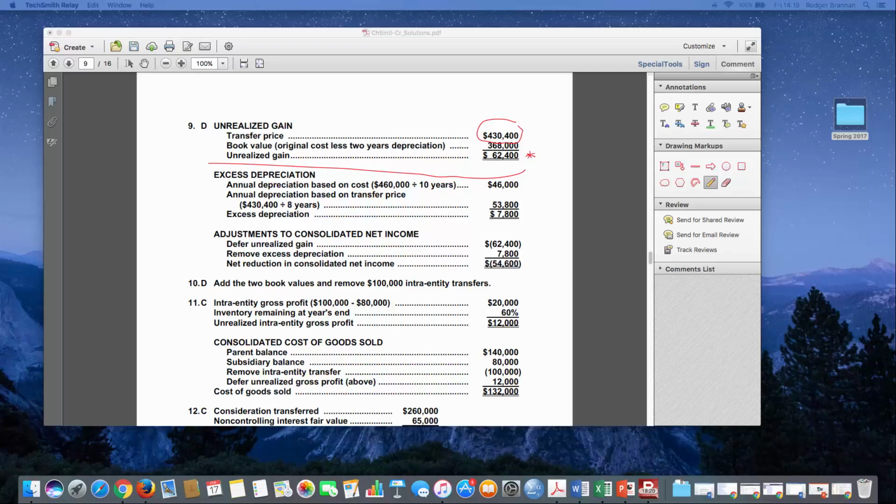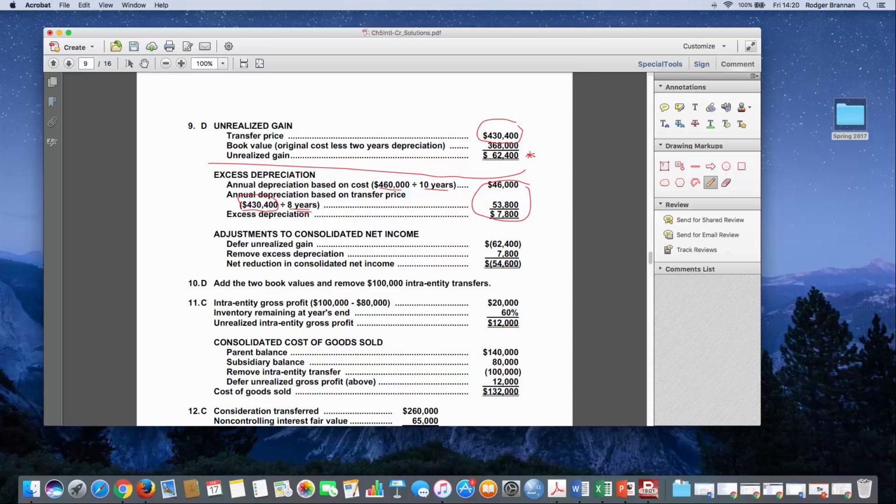All right. The second part of the question is, what is the amount of excess depreciation? Now, originally, it was purchased for $460,000, and so it was being depreciated over 10 years, so they were whacking off $46,000 per year. Over 10 years, that would take you down to a salvage value of 0. But because they sold it at an inflated amount, over and above its book value, the sub has brought it in at $430,400. But because 2 years have elapsed and there are only 8 years left, it's going to depreciate it over 8 years. So the $430,400 divided by 8 gives you the $53,800.